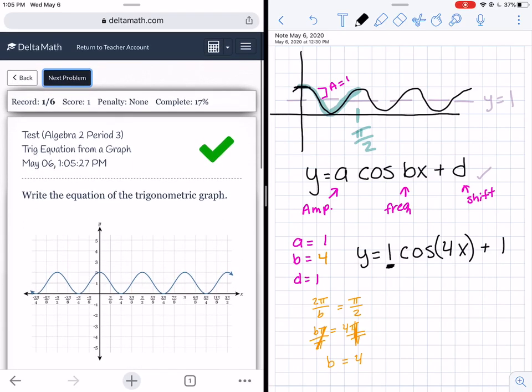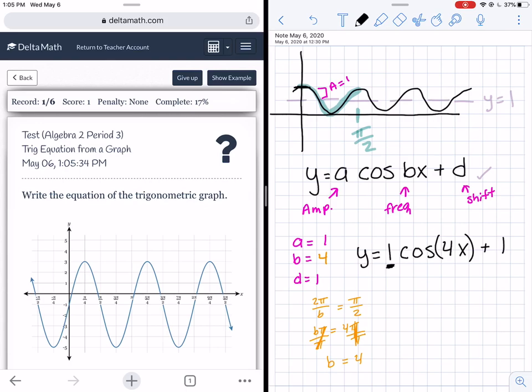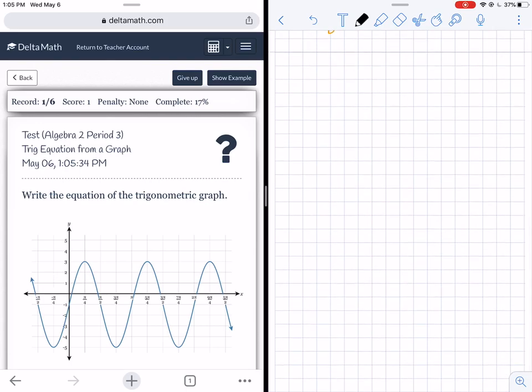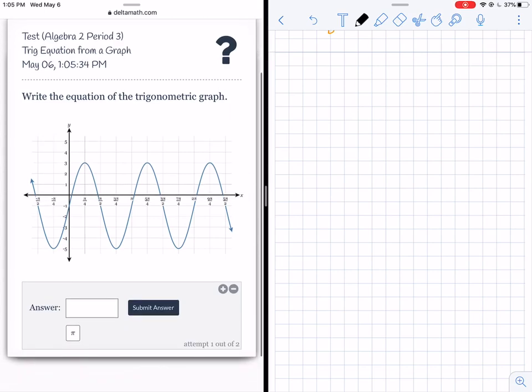So let's just look at another one. I want to do a few with you guys so that you feel confident. Again, if you're not writing it as y equals, it's going to tell you it's wrong. So please make sure that you're checking and that you're entering it in correctly. So again, same directions, write the trig equation for the graph. My first thing I would do is identify if it's a sine or a cosine.